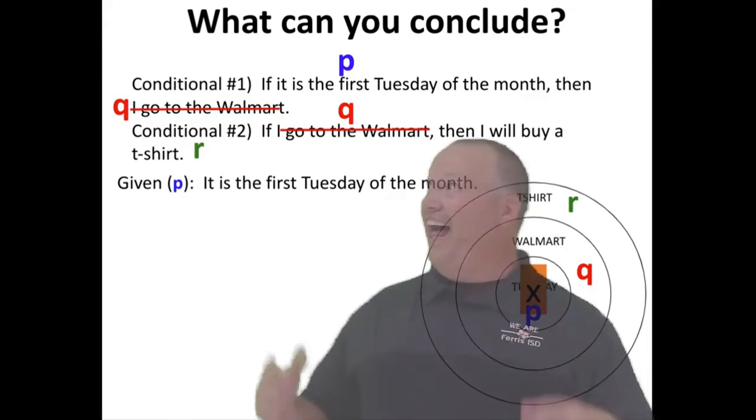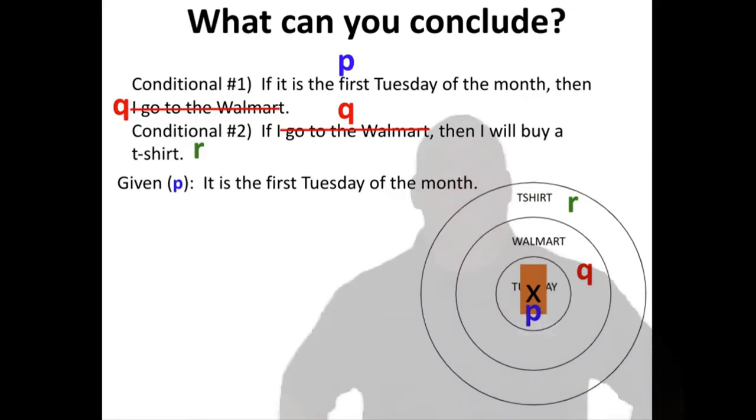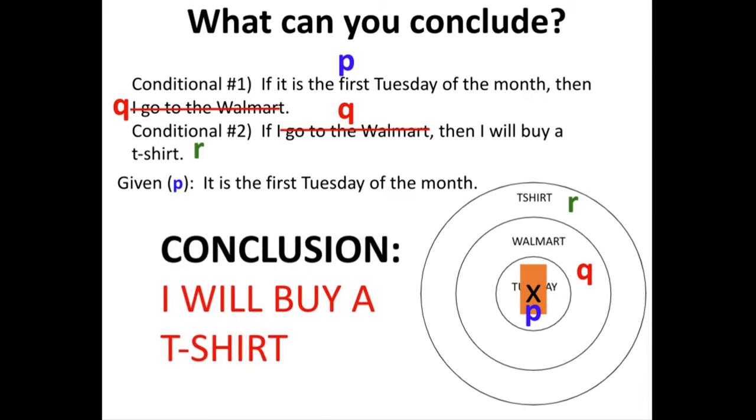So the conclusion that I can make is, if it is the first Tuesday of the month, then I will buy a t-shirt. I can make this conclusion because my third statement, given P, was logically identical to the hypothesis. And I could join those two statements together logically. That's why I was able to eliminate the parts about going to Walmart. I eliminated that middle part.